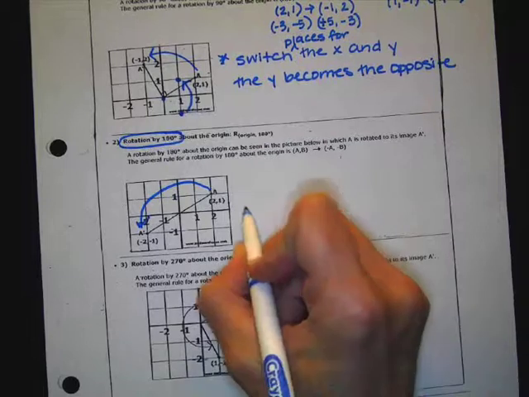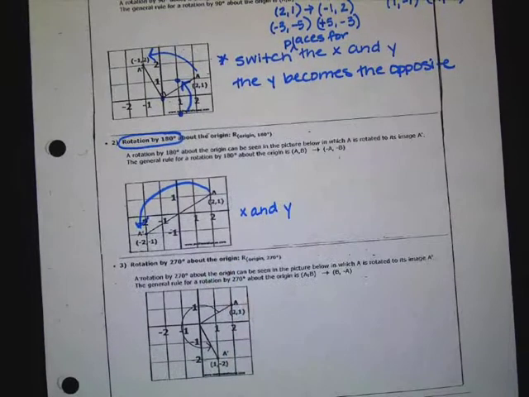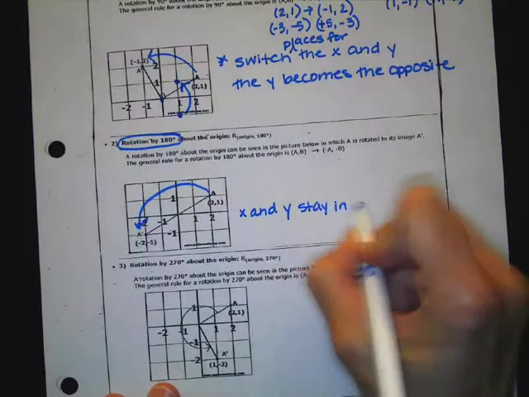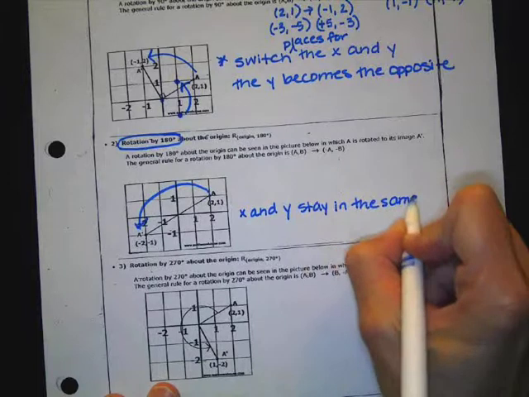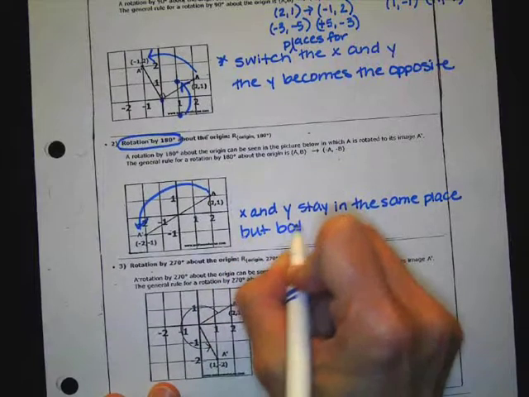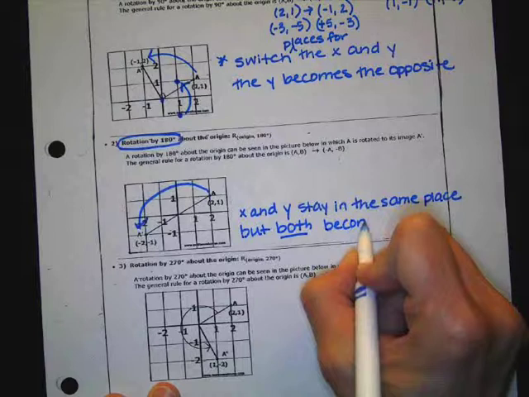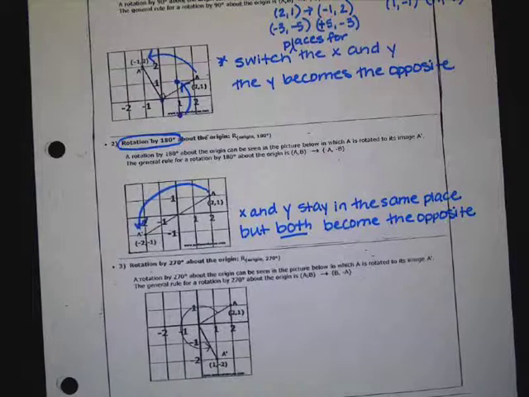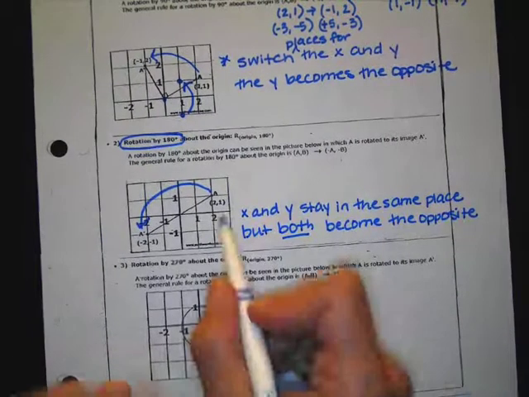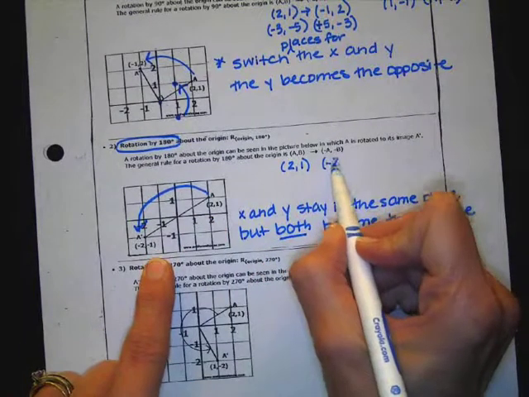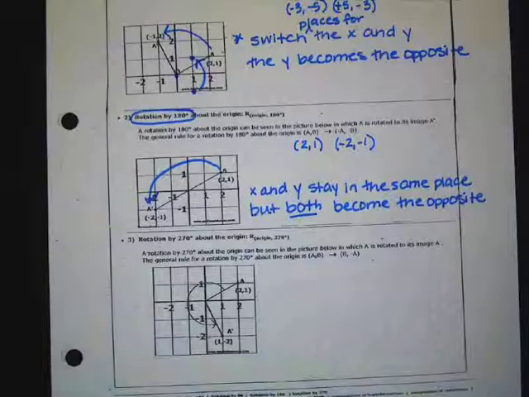No. Nope. So X and Y, I'm always switching back to X and Y because that's really what a coordinate plane is. X and Y stay in the same place, but both become the opposite. And if you want to just check it out, you can look at that example. We had (2, 1), and when it rotated 180 degrees, it's at (negative 2, negative 1). They stayed in the exact same place, but they both became negative.